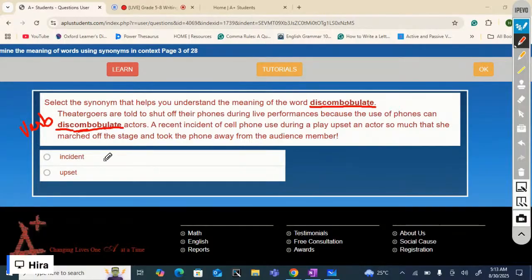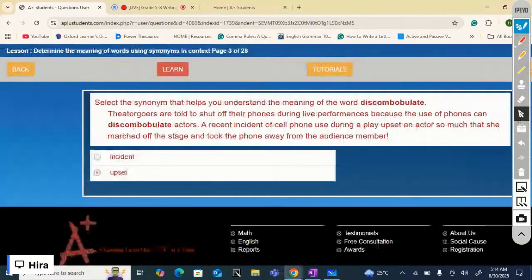Excellent. We have got an answer. Somebody is saying the word upset is that synonym. A recent incident of cell phone use during a play upset an actor so much that she marched off the stage and took the phone away from the audience member. Excellent. This is the answer. Upset is that synonym which helps you understand the meaning of the word discombobulate.